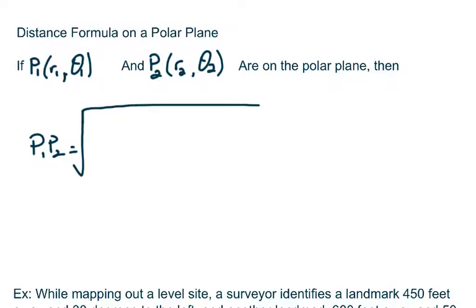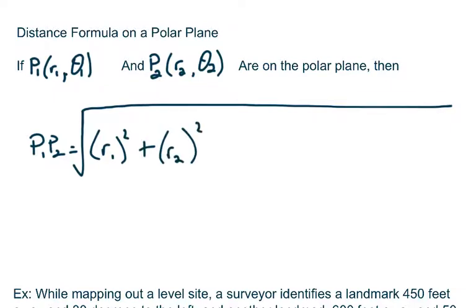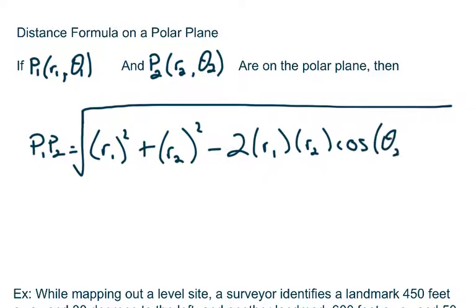And we're going to have a really long square root here. So this is equal to R1 squared plus R2 squared, and you'll get those from the ordered pairs that you're given. And then we'll have minus 2 times R1 times R2 times the cosine of theta 2 minus theta 1. This part right here is just how far apart, or how many degrees or radians, the angles are from each other.